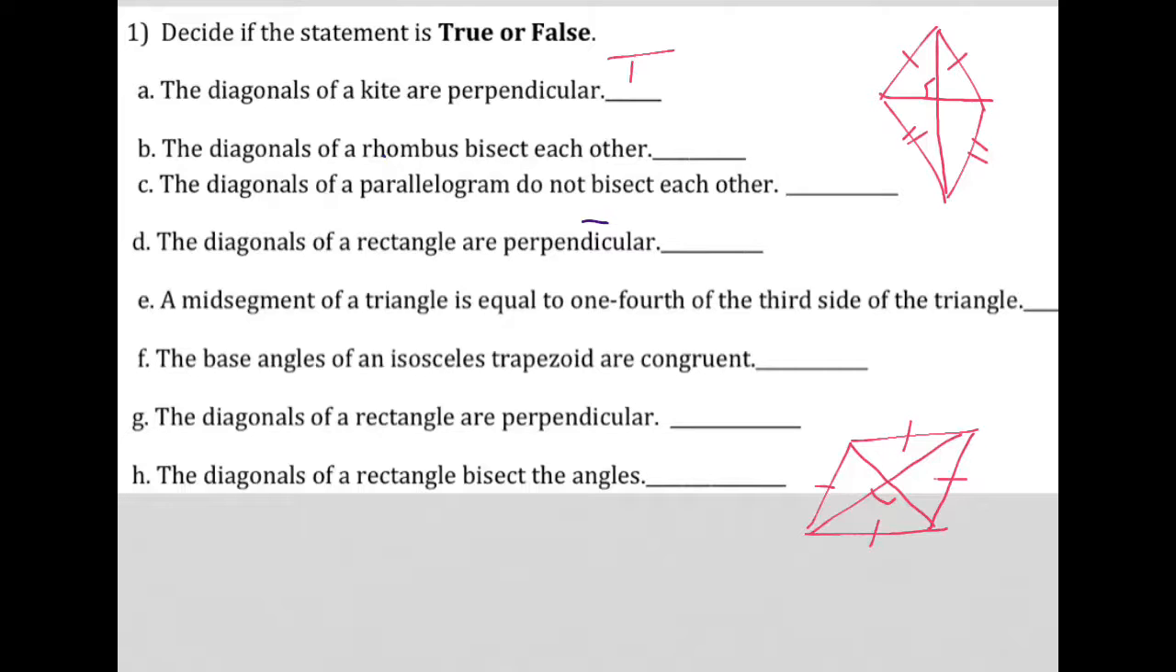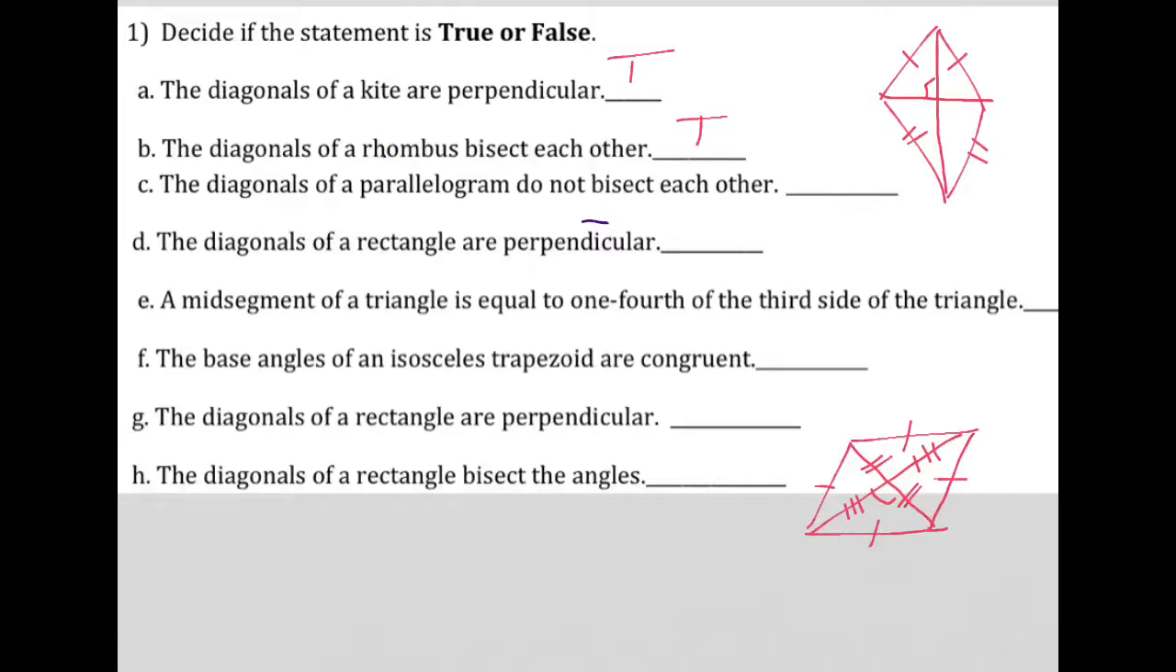But the diagonals of a rhombus bisect each other. I was thinking it was saying the diagonals were perpendicular, but yeah, they do bisect each other. So that's congruent to that, and that's congruent to that. But that is a property of parallelograms in general. Diagonals of all parallelograms will bisect each other. So B is true because a rhombus is a parallelogram.